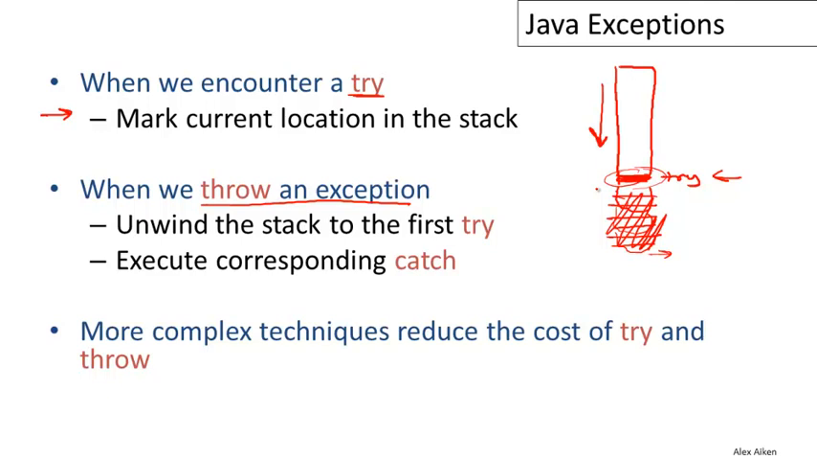This particular design has the disadvantage that tries actually cost something. Even if you don't throw an exception, you still pay something to execute a try-catch block. You have to at least mark the stack and remember to unmark it when you pop things off the stack as you leave the try block. More complex techniques try to reduce the cost of try and throw and also trade off between them. Generally, because exceptions are probably relatively rare in most programs, you want to make the cost of try as low as possible, possibly at the expense of making throws slightly more expensive.